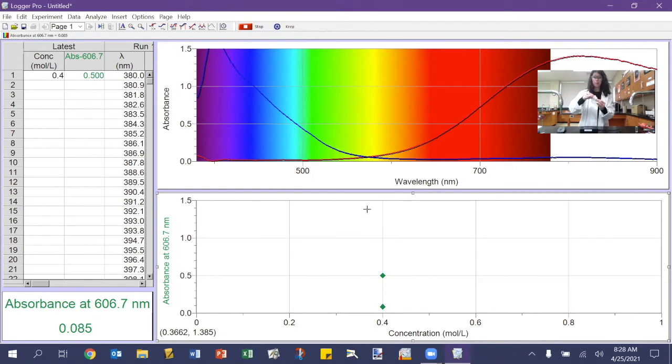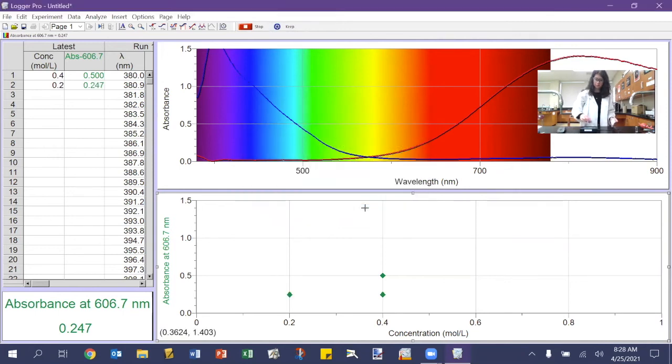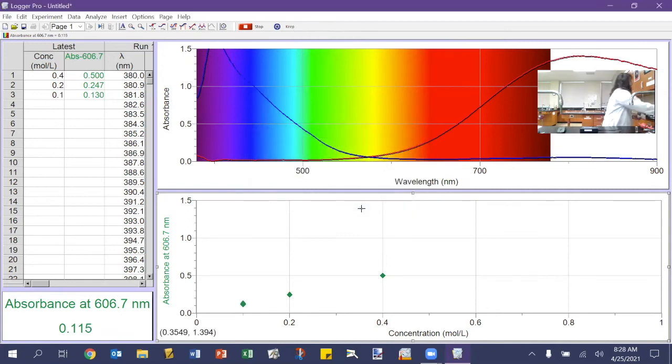Next, I'm gonna test my 0.2 molar. Then 0.1. And then lastly, the 0.05 molar.